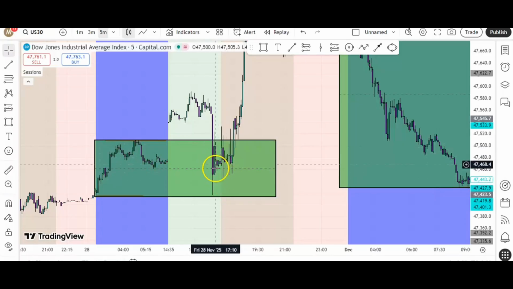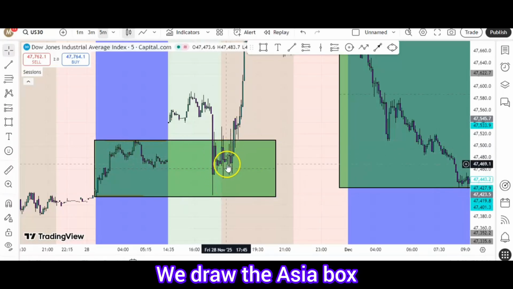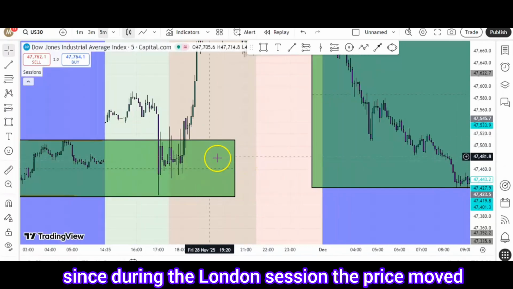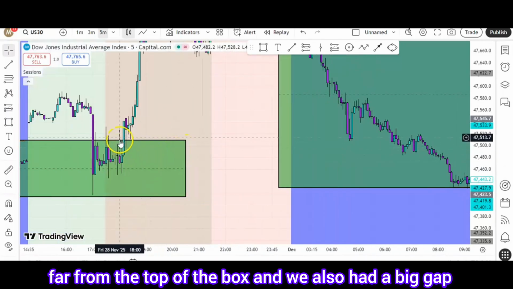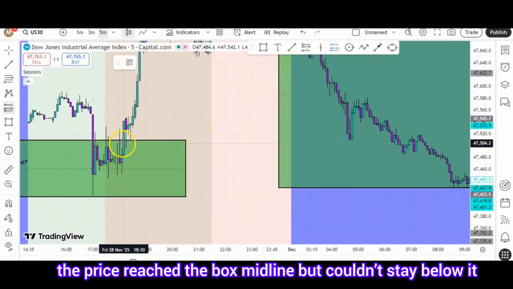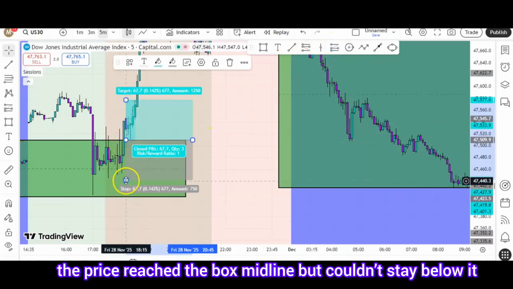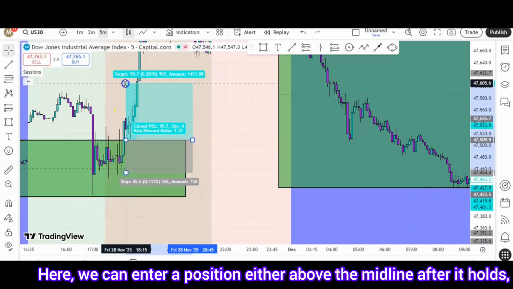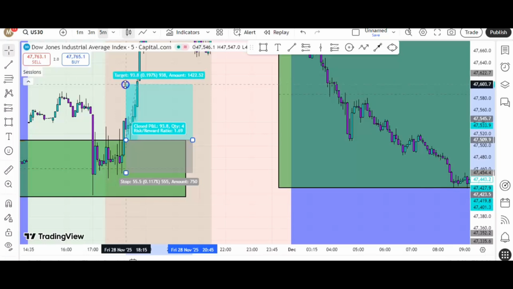We draw the Asia box. During the London session the price moved far from the top of the box, and we also saw a big gap. The price reached the box midline but couldn't stay below it. Here we can enter a position either above the midline after it holds, or after a pullback to the top.